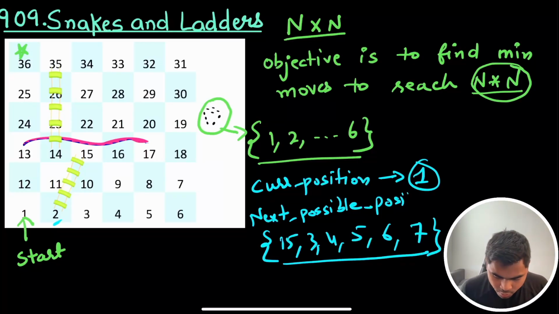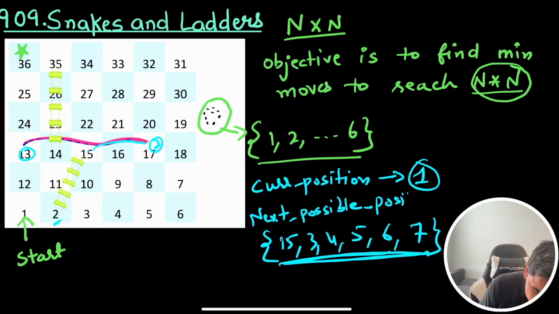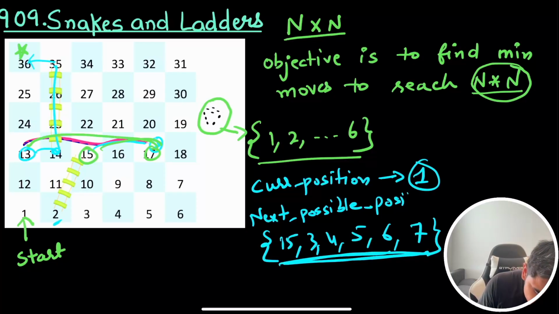Once you are on those positions, you will again roll the dice, and that dice number will decide where you go next. And let's say you are at 15, then you take 3, and from 3 you come back to 13, where you take 1, then you go to 35, and from 35 you go to 36. So basically in this case you are taking 4 moves, if I'm not wrong. Yes, 4 moves, and that's because from 1 you go to 15, from 15 you go to 17, you come back to 13.